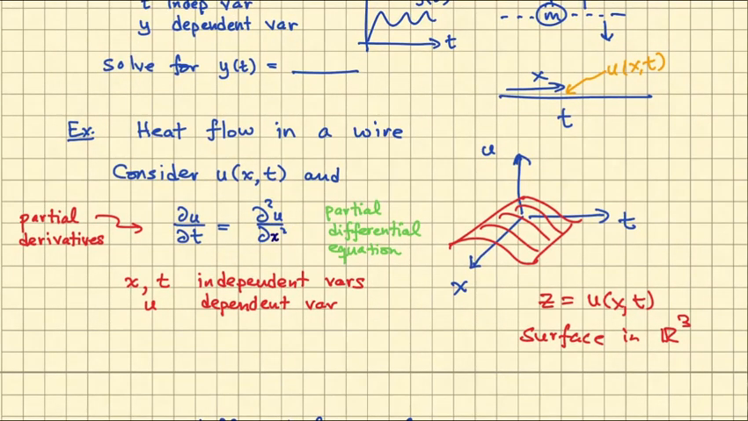The solution to this is certainly much more complicated because now this is a surface in R3. If we plotted z equals u of x, t, we would have x on this axis, t on this axis, temperature on this axis, and so we would have a surface in R3.